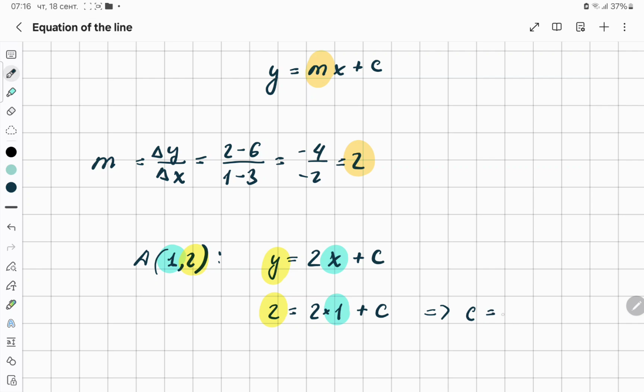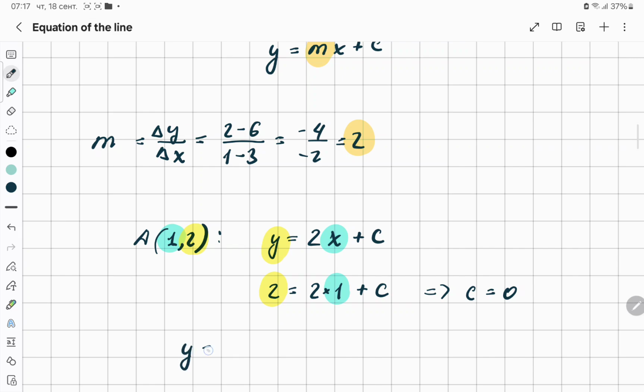You see that c for this case is equal to 0. So it means that the final equation of the straight line is 2x plus 0, or simply y is equal to 2x.